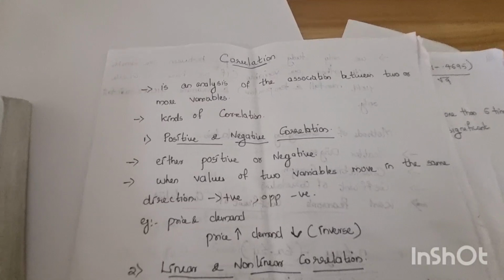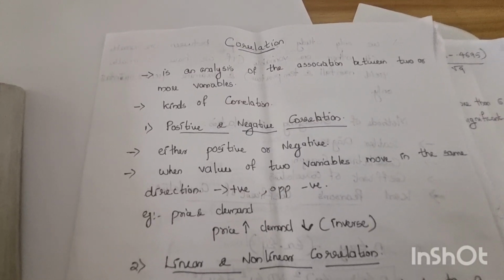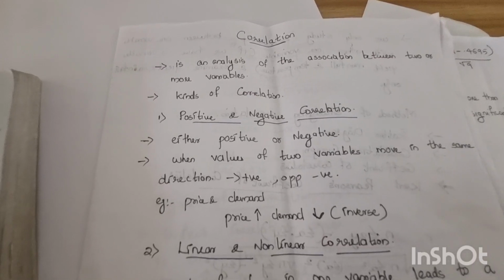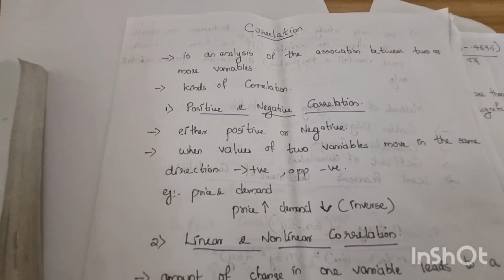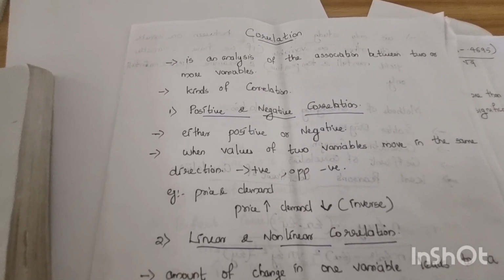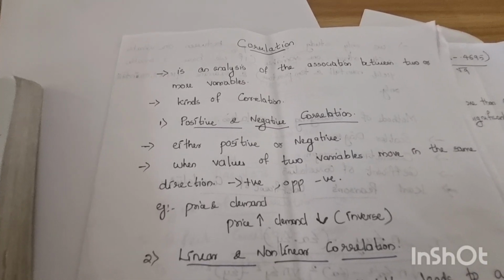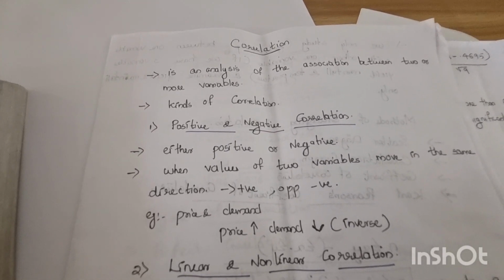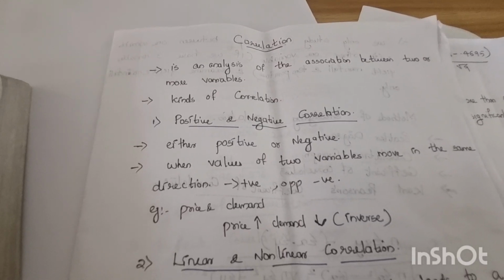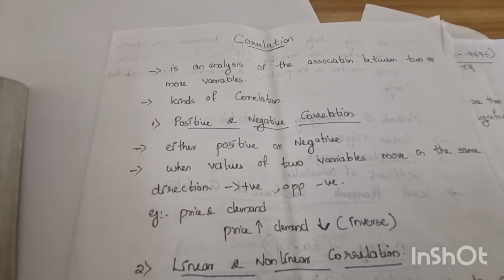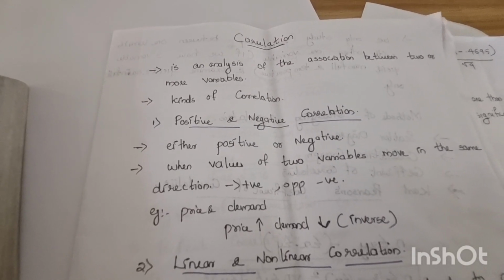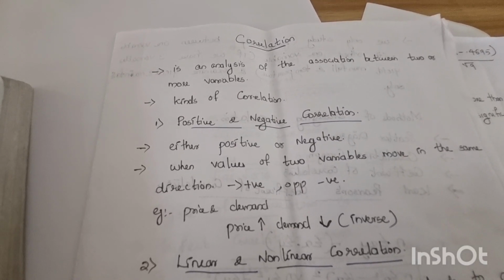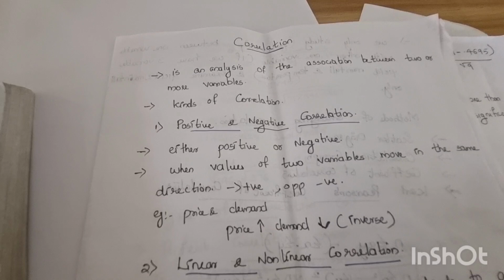Then in positive and negative correlation, either it may be a positive or negative value. After finding out all these procedures, we get a correlation value which is represented by the letter R. That value may be positive or negative. When values of two variables move in the same direction, it is a positive correlation, and R will be positive. When it is a negative correlation, the R value, that is the correlation value, will be negative.